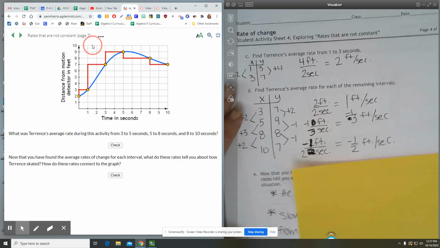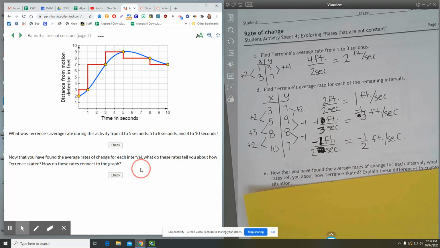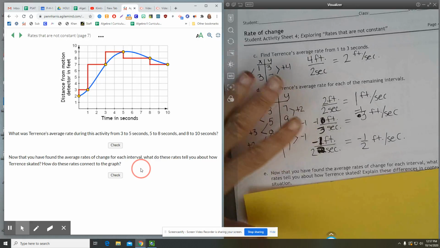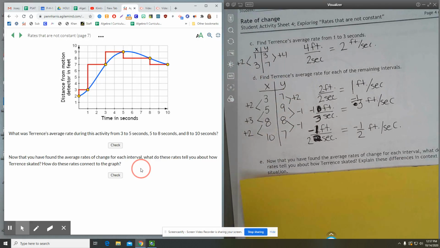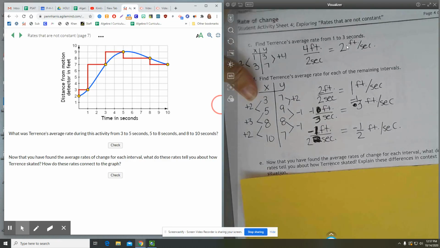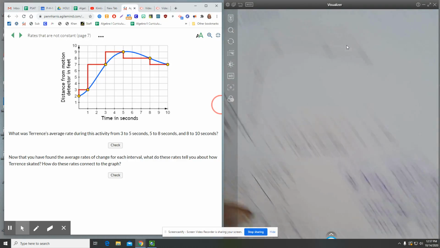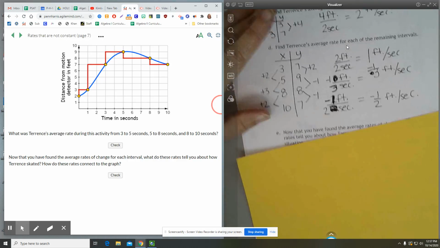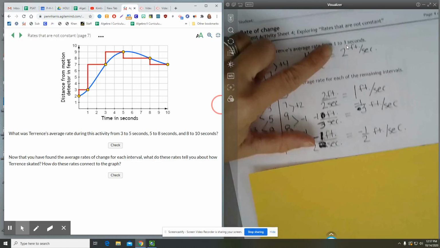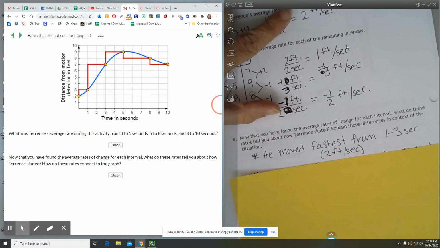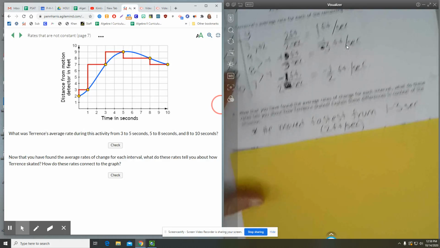Okay. Now that we have gone through and found all the different changes for each interval, let's think about what we've seen. Okay. When was Terrence going the fastest? Well, we've got 1/2 foot, 1/3 of a foot, 1 foot, 2 foot. He also had 1 foot right here. Okay, so for all that, his fastest time was from 1 to 3 seconds. From 1 to 3 seconds, he was moving at 2 feet per second.